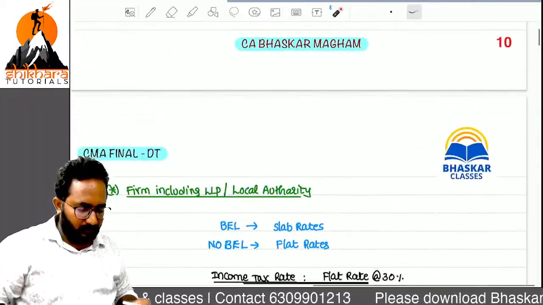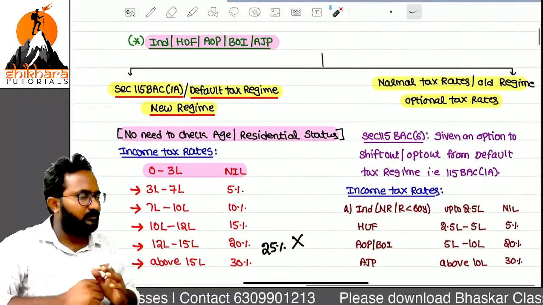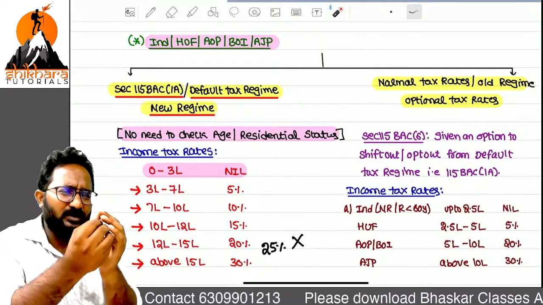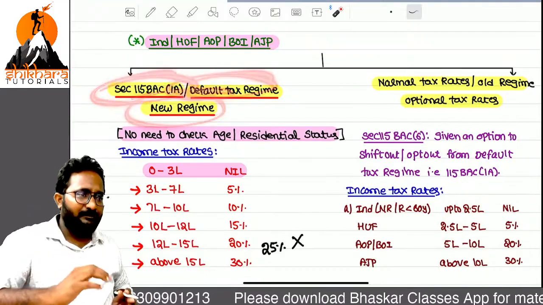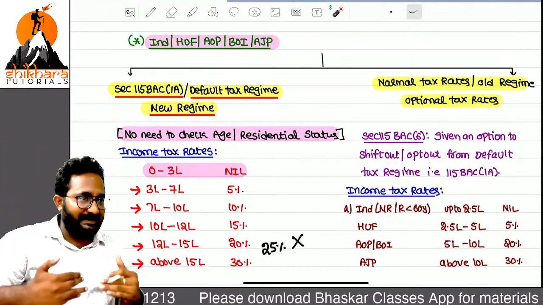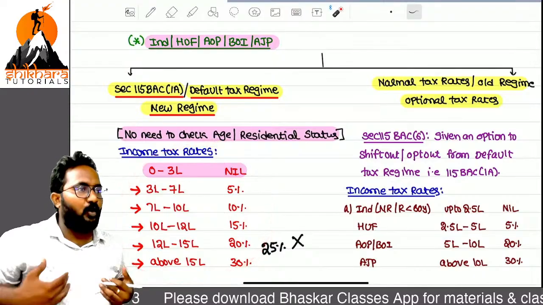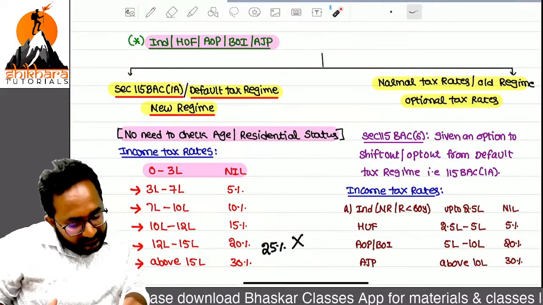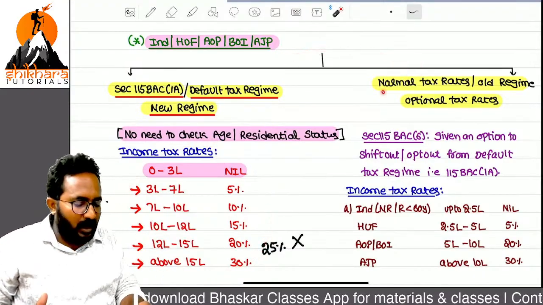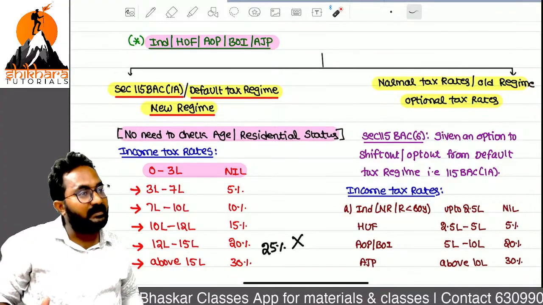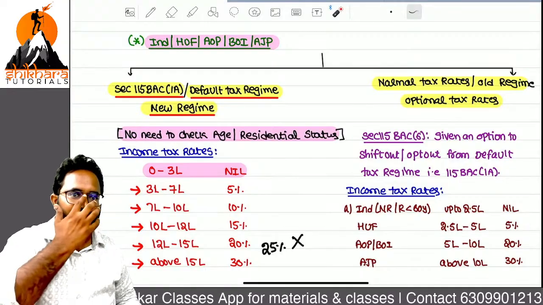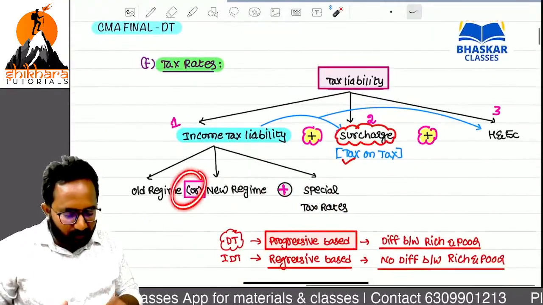Sir, I want to tell you one thing now. Sir, I don't want to follow the 115BAC subsection 1A default or new regime. By default, in my income tax, they want to take these tax rates. But I don't want to follow that, sir. Can I shift towards the normal tax rates, old regime, or optional? Yes. They are only saying you can follow anyone.